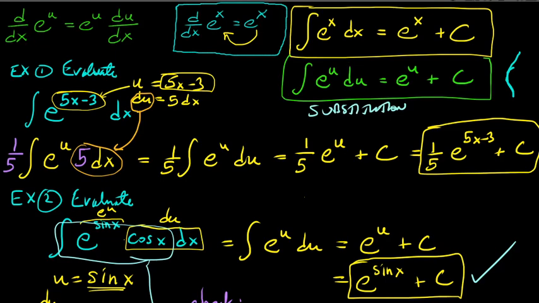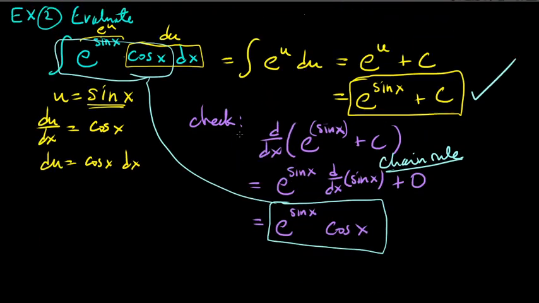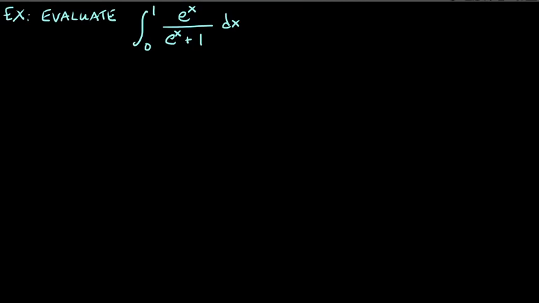Okay. I hope that helps. I think we can do one more. I'm running out of space, but I don't think this one will be long. So let me put up the problem, and then we'll see how we can do that. Okay, let's do a definite integral. This is the definite integral from 0 to 1 of e to the x over e to the x plus 1.